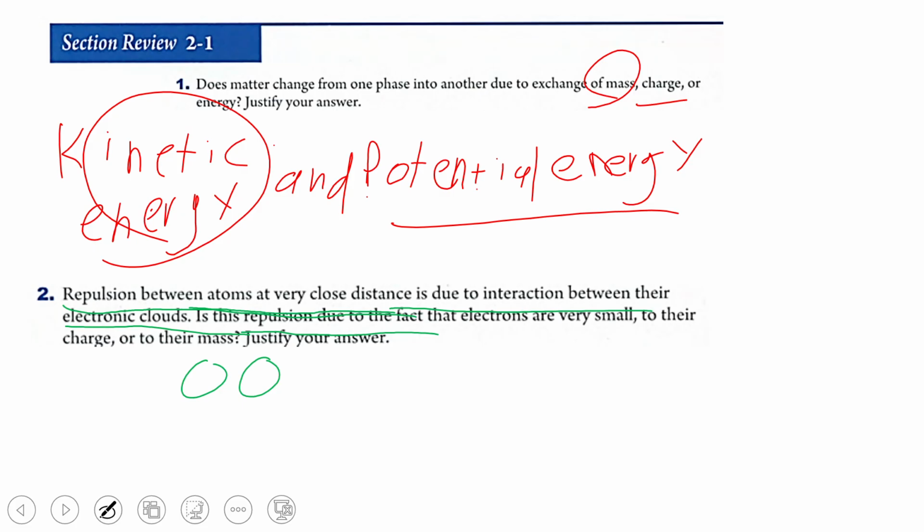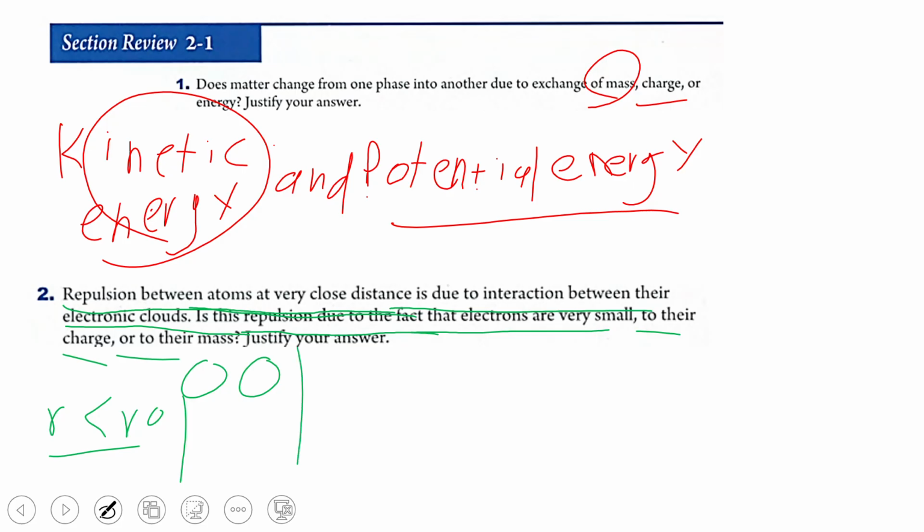But is this repulsion due to the electrons being very small, or to their charge or to their mass? We know that because the distance is so small, the repulsion will happen. But why, even if the distance is small, will repulsion happen between the molecules?